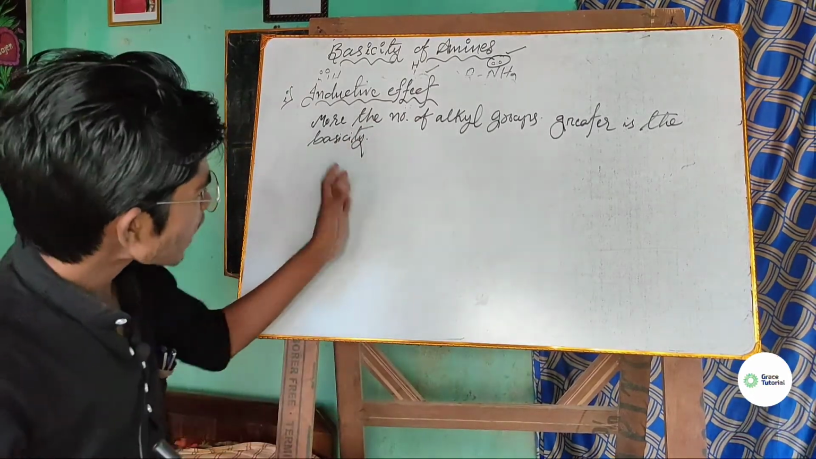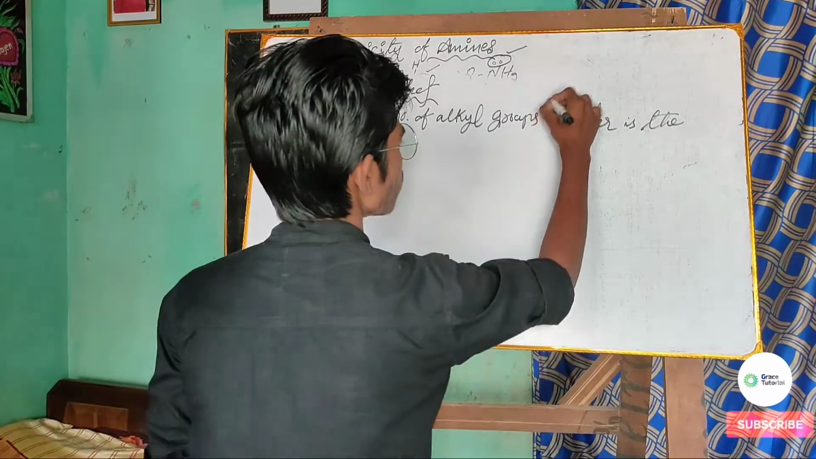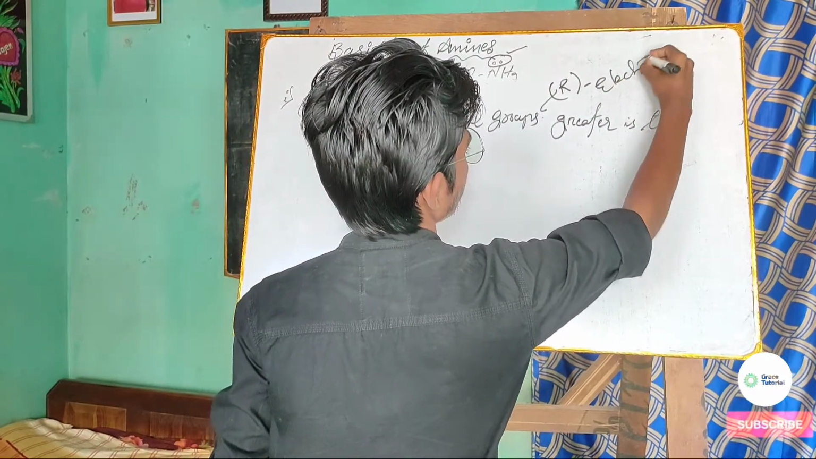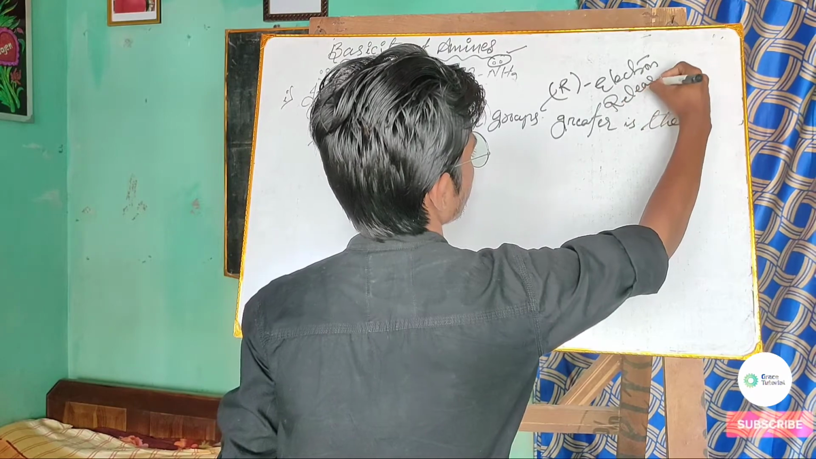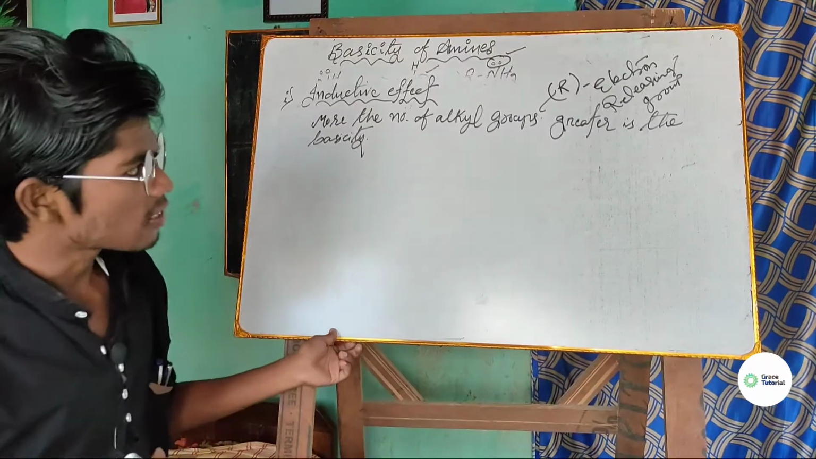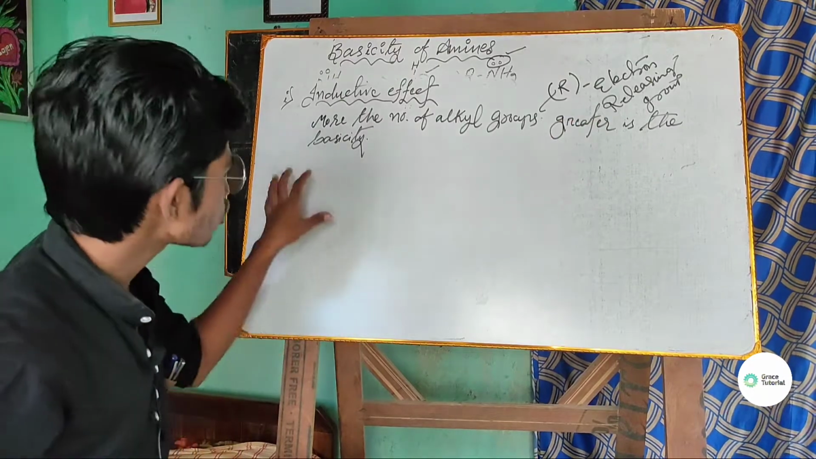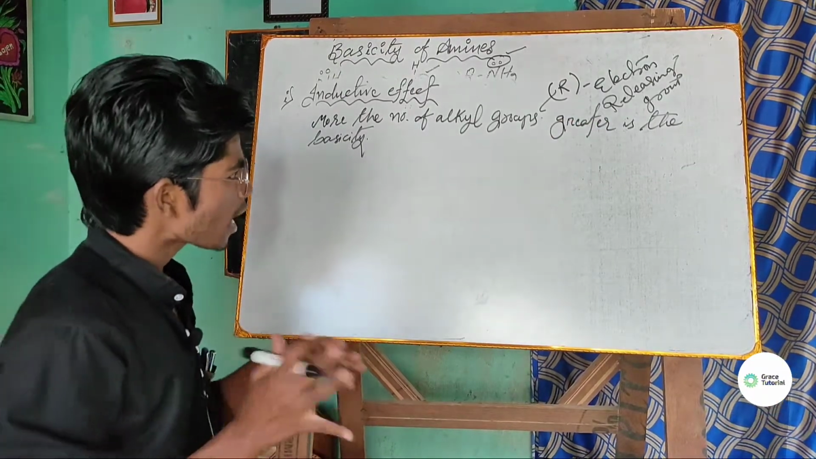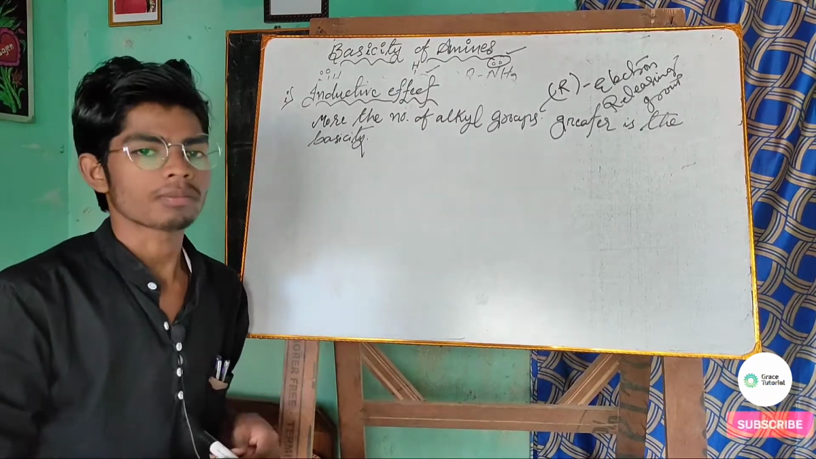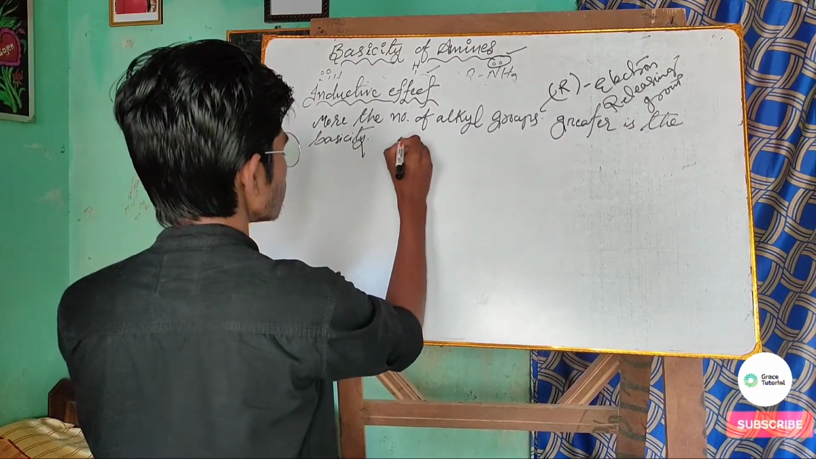So what does the inductive effect say? The more the number of alkyl groups, which are electron releasing groups, the greater is its basicity. So according to this concept and this definition, what is the order of the basicity of amines?